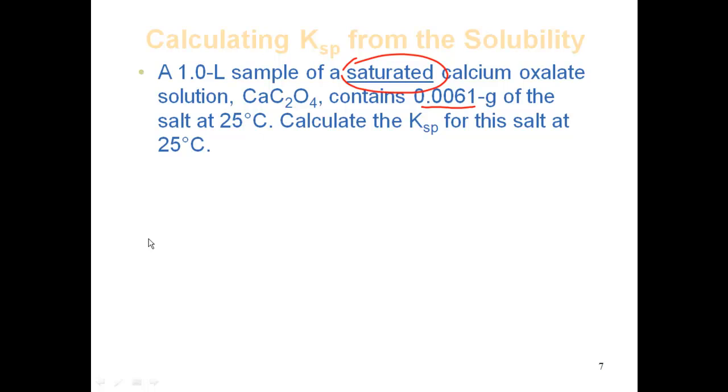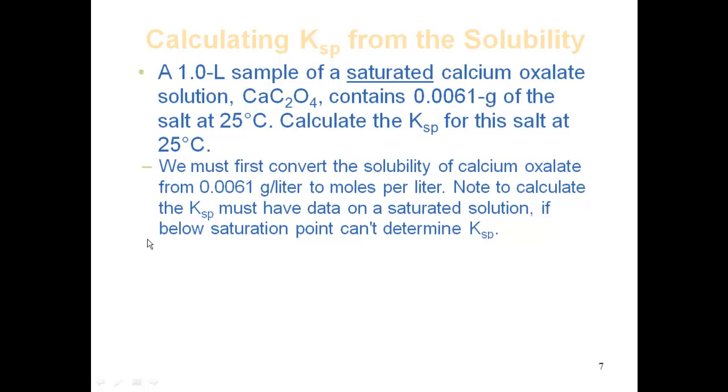Now with the Ksp, everything is concentration based, so one of the first things we're going to have to do is change that from grams per liter to moles per liter. The solubility of your calcium oxalate was given to us as 0.0061 grams per liter. I need to convert that to moles per liter. Grams per liter is a term that we use as the solubility of the substance, while moles per liter is what we call the molar solubility of a substance.